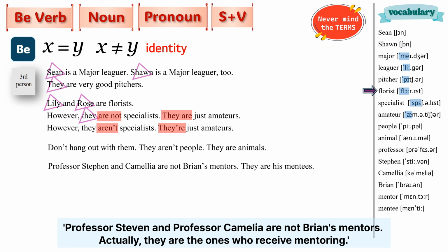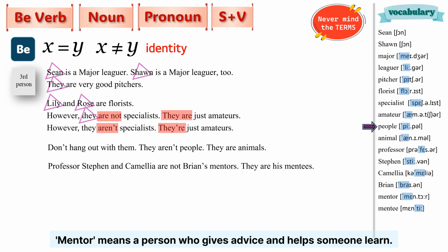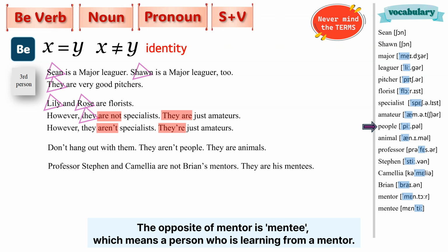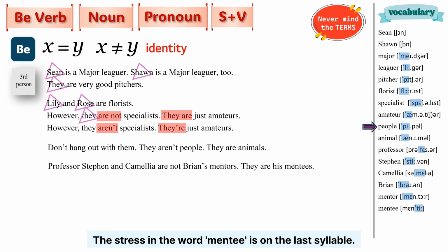Professor Stephen and Professor Camelia are not Brian's mentors. Actually, they are the ones who receive mentoring. Mentor means a person who gives advice and helps someone learn. The opposite of mentor is mentee, which means a person who is learning from a mentor. The stress in the word mentee is on the last syllable.